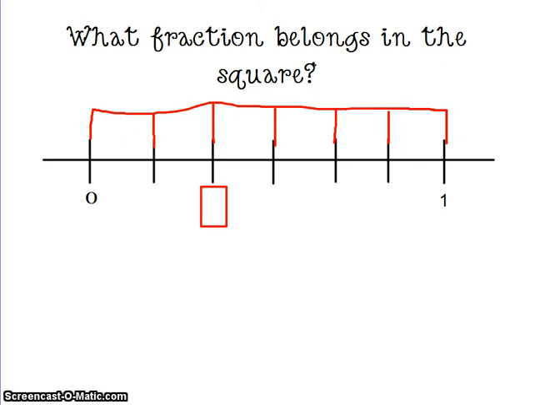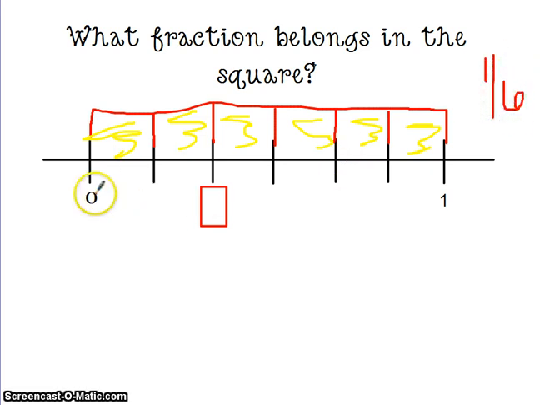And then what do I do? Count the spaces. 1, 2, 3, 4, 5, 6. Okay, so that means that I'm counting by 1/6. So if I start at 0 and I add 1/6, this space is going to be 1/6. If I add another 1/6, now I have 2/6. Add another 1/6, 3/6.